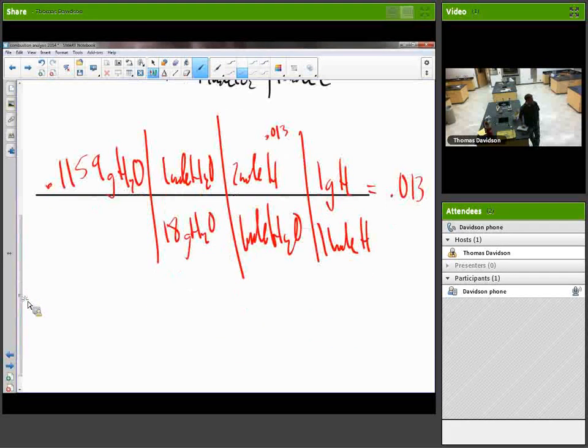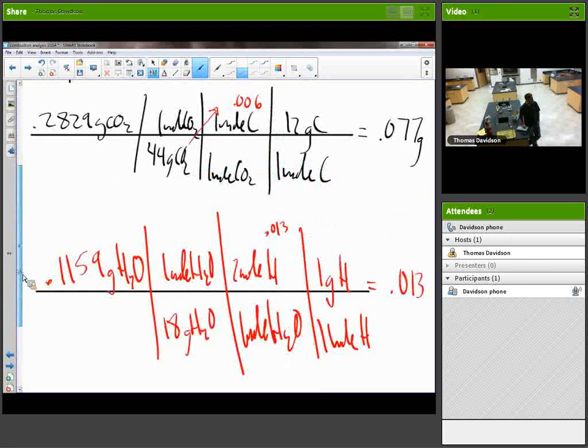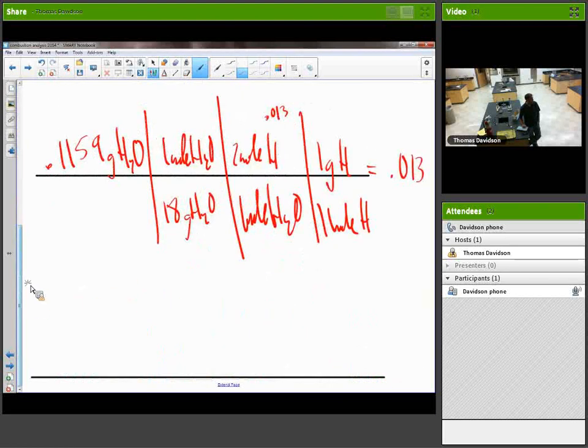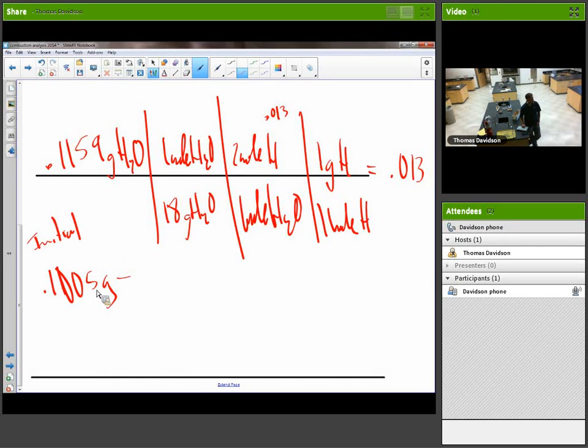All right. So to find oxygen, I take my initial 0.1005, right? Sorry. That's my initial. I take that and I minus the sum of the other two. And I should get a number. 0.0 what? 0.0015. 0.0015?